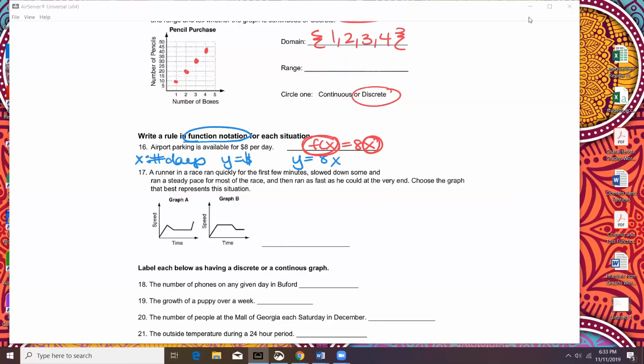In the test, is there going to be any like that? Aren't there some that, instead of f of x, will say y? Yeah, there will be some that will say y. Okay. And how would you do that? It's the same. They're used the same, just y instead of f of x.